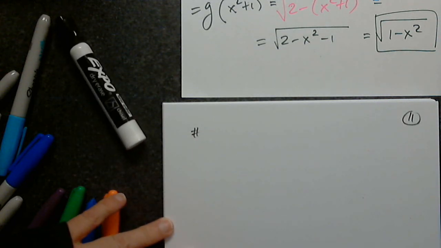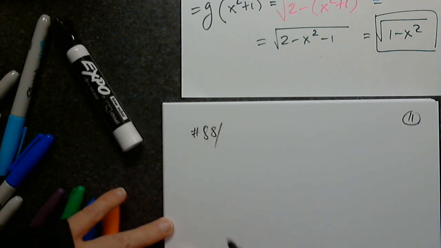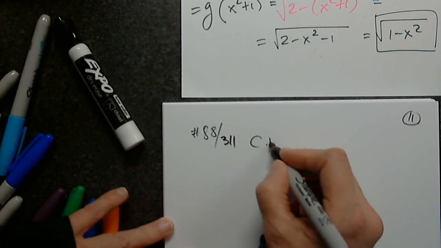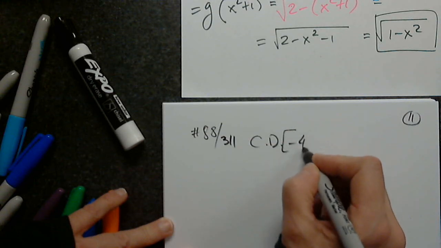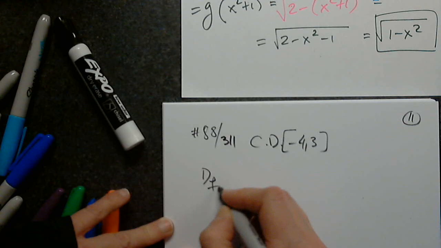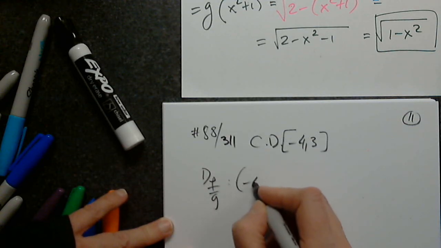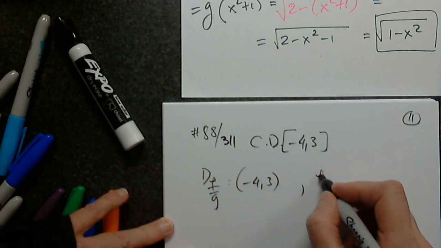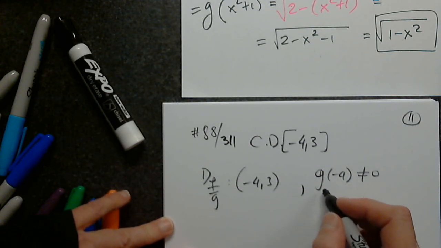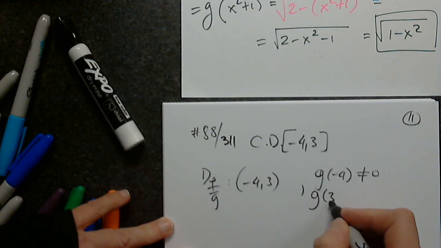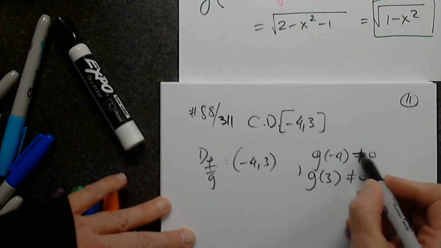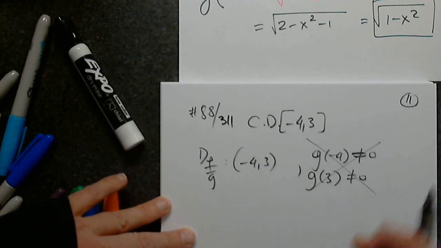So we picked 88 on 311, and we had the common domain was -4, 3. The domain of the ratio is -4, 3 because g of -4 is 0 and it cannot be 0. And g of 3 is 0 and it cannot be 0. Maybe I shouldn't cross it out. It's just equals to 0, but we have to exclude that.